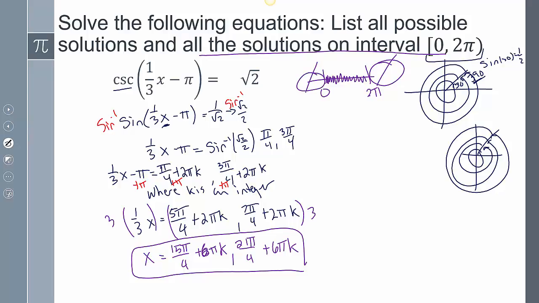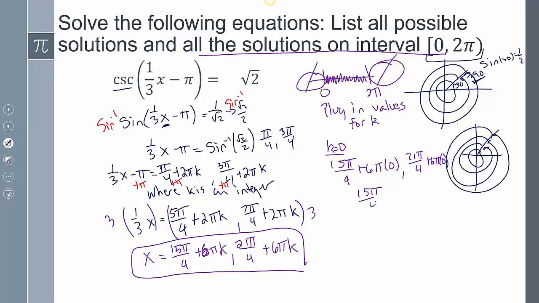Now to find those actual values, you have to plug in values for k. So if I say k equals 0, I'm going to get 15 pi fourths plus 6 pi times 0, and 21 pi fourths plus 6 pi times 0. Well, this is just 15 pi fourths, and this is 21 pi fourths.